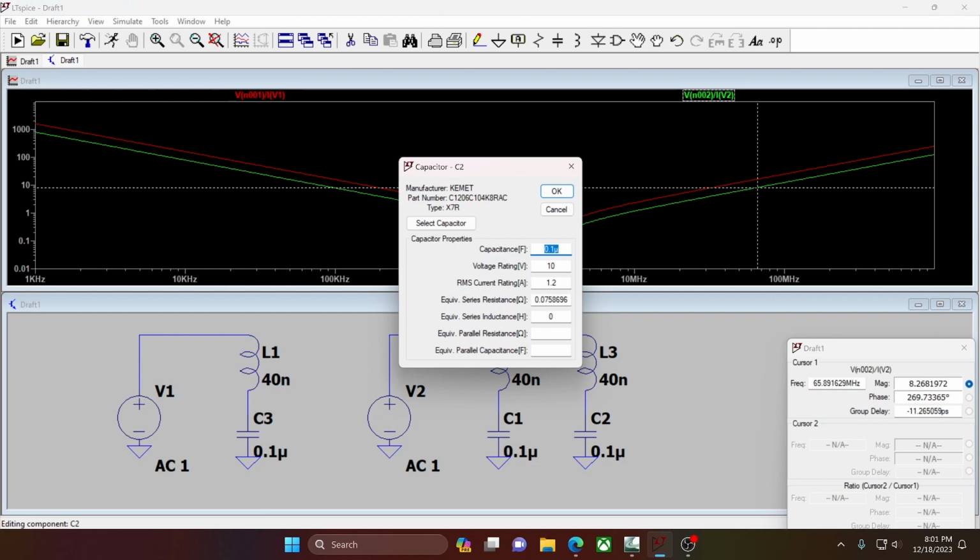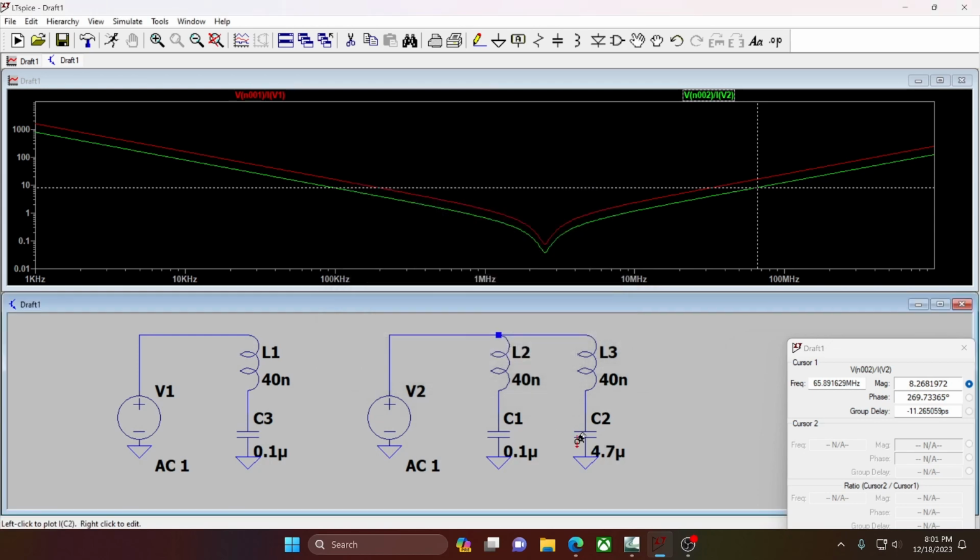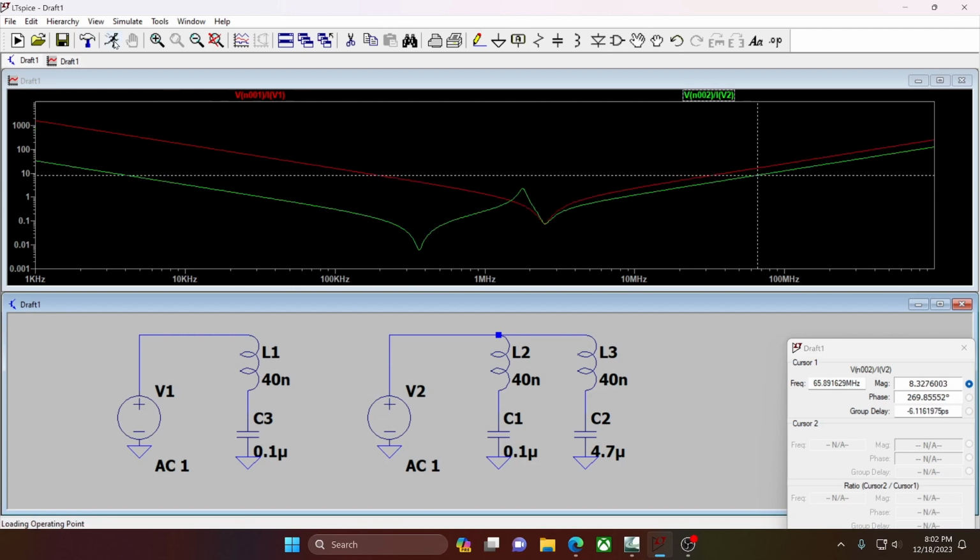Now, let's see what happens if we do 4.7 microfarad in two of these. Okay, the reason I chose these, a lot of ST micro data sheets have you do this. They don't tell you why, they just say, just do it. Let's check that out. Ooh.